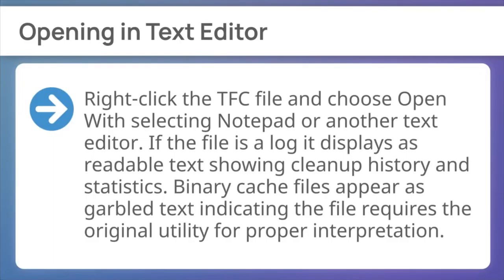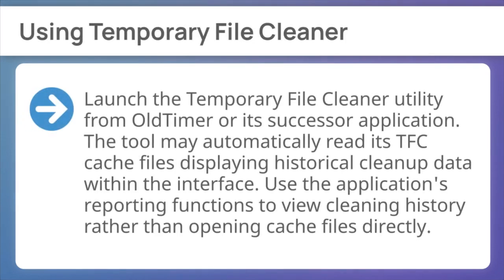If the file is a log, it displays as readable text showing cleanup history and statistics. Binary cache files appear as garbled text, indicating the file requires the original utility for proper interpretation. Next, using Temporary File Cleaner. Launch the Temporary File Cleaner utility from OldTimer or its successor application. The tool may automatically read its TFC cache files, displaying historical cleanup data within the interface. Use the application's reporting functions to view cleaning history rather than opening cache files directly.